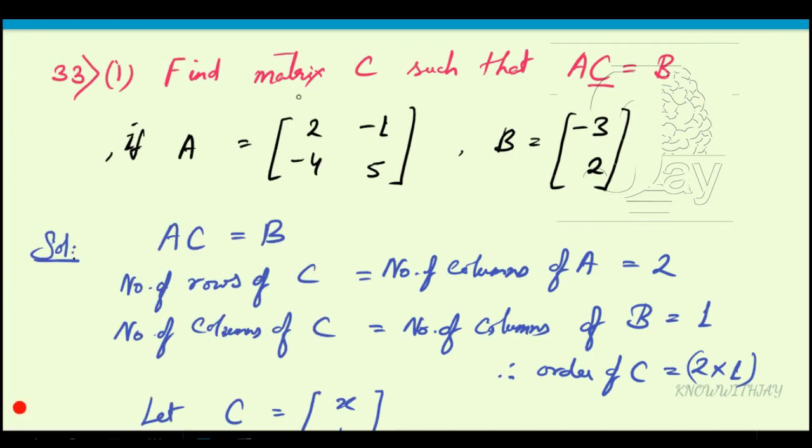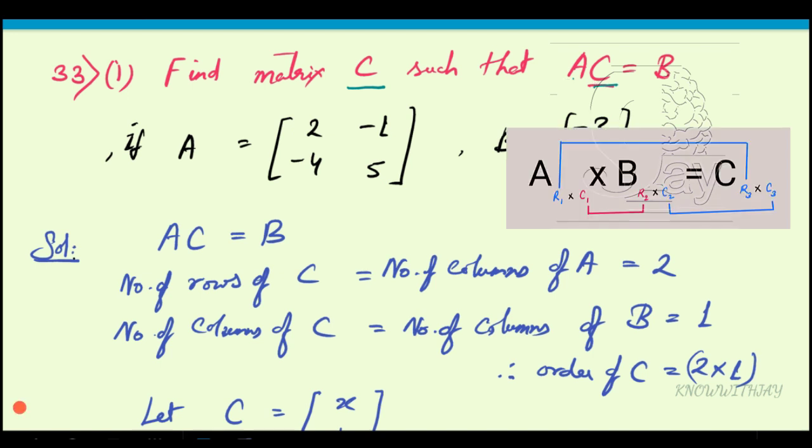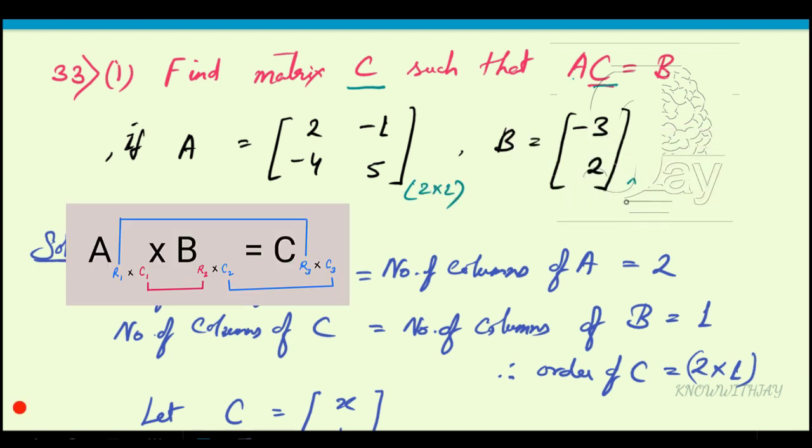In this type of questions, they are not asking you to find the order of the unknown matrix. So find matrix C. You can find the matrix only when you know the order of the matrix. The other two matrices are given. Now as we have discussed how to find the order of a given matrix, A is 2 by 2 here and B is 2 by 1.